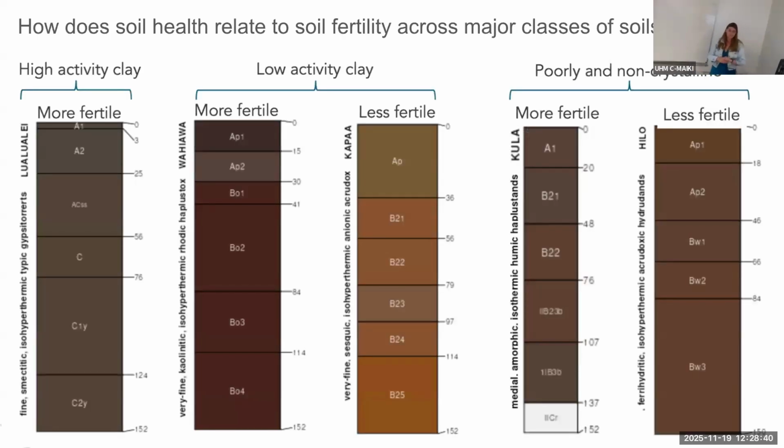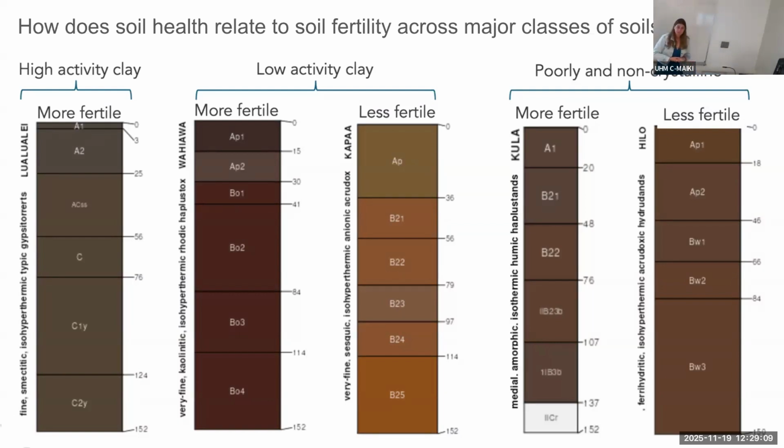Okay, so we're going to talk about soils for a second. We're going to ask the question, how does soil health relate to soil fertility? And we're going to look at the different major soil classes of Hawaii. I mentioned it before: these are the three main classes of soil that we included in the previous analysis. You have high activity clays, low activity clays, and poorly crystalline, or non-crystalline, clays.